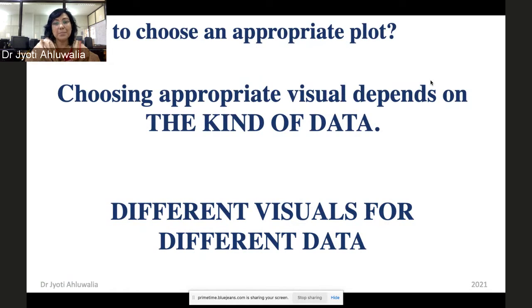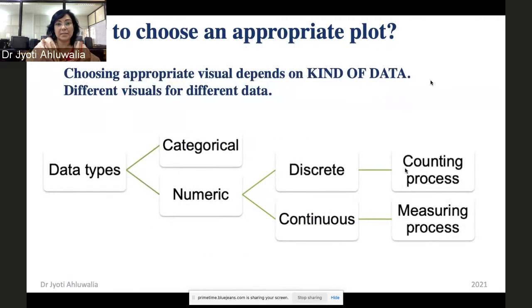Well, the very basic idea is that a visual depends on the kind of data we have. So for each different kind of data, we have different visuals. If we use the wrong visual, then the inference or the insight that is coming out from the data may not be correct, and we might not be able to see the data in the right context. So it is important first to understand the kind of data we have and then to choose the visual. So what are the kinds of data? Let's understand that first.